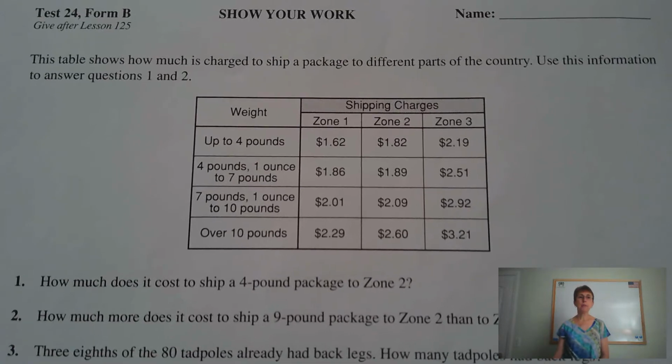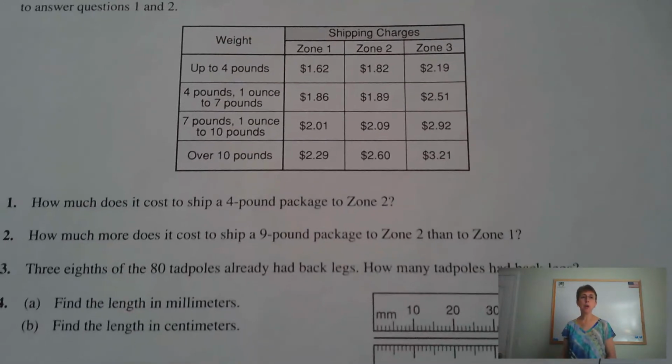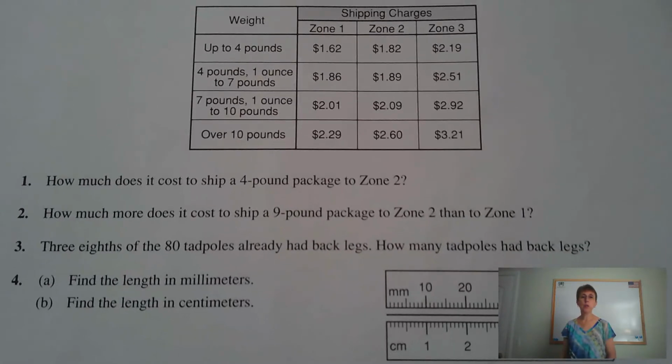Today you have test 24B, so let's just go over it a little bit before you get started on this. So at the top, this table shows how much is charged to ship a package to different parts of the country. Use this information to answer questions 1 and 2. Just like in the practice yesterday, you have different weights and the different shipping charges for 3 different zones. You need to use the information in this table to complete numbers 1 and 2.